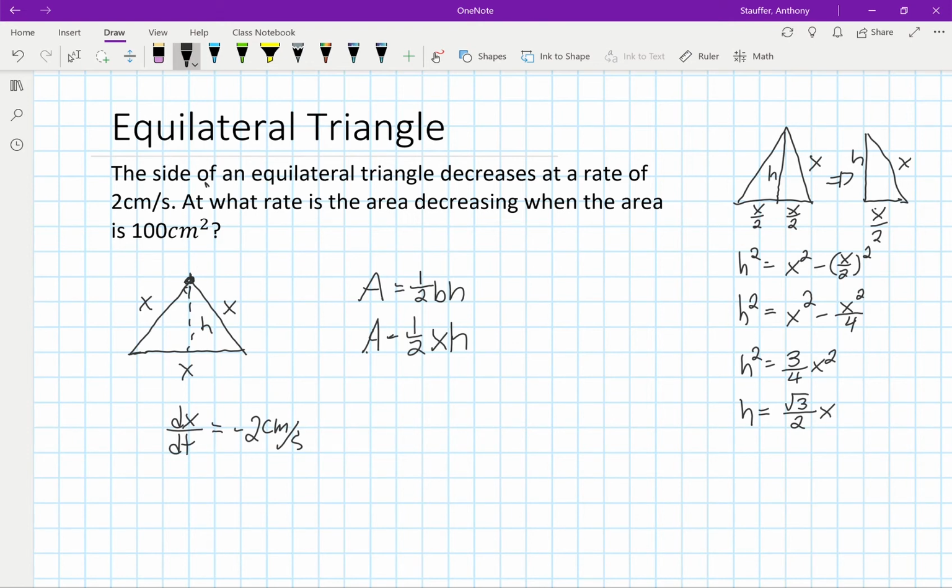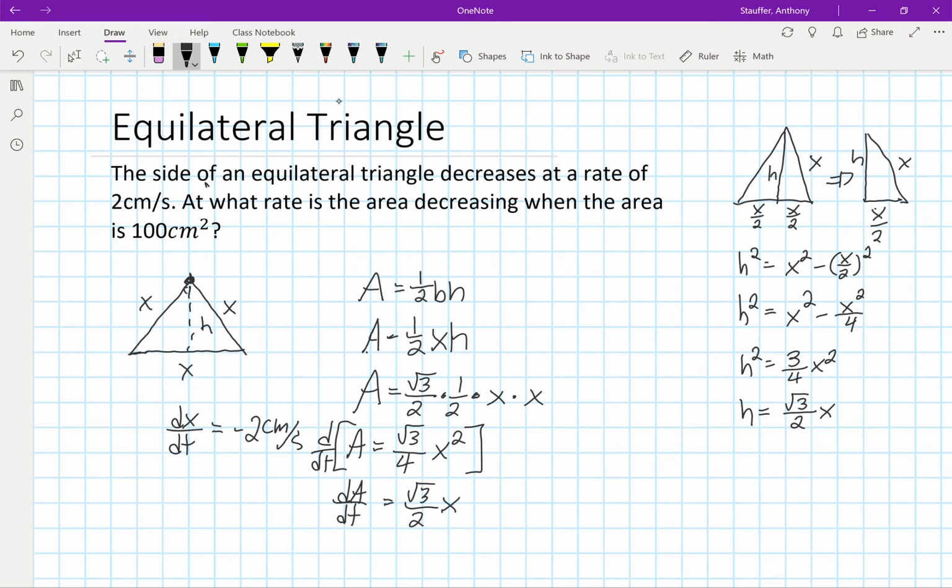So now going back to my area formula, I have area equals root 3 over 2 times 1 over 2 times x times x, which will give me area equals root 3 over 4 x squared. So now at this point, I take the derivative of this with respect to time, and I get dA over dt equals root 3 over 2 x dx over dt.